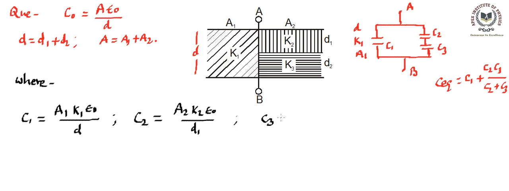Similarly, we can write the C3 expression. C3 is going to be area A2, epsilon naught, into the dielectric constant K3, divided by the gap, which is D2. So this is how we can write C1, C2 and C3. Now we can substitute these values in this expression, and finally we will get our answer once we are able to redraw this circuit into a combination of capacitors, so that each capacitor has a particular dielectric, if there is one.